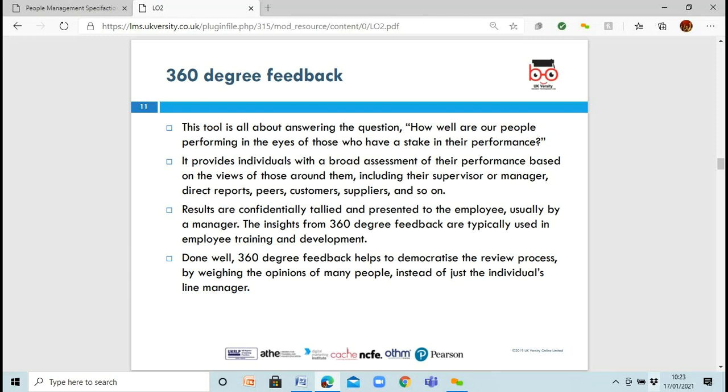So results are confidentially tallied and they're presented to the employee, normally by a manager. And the insights from the 360-degree feedback are typically used in employee training. So it can be used in training and for development.